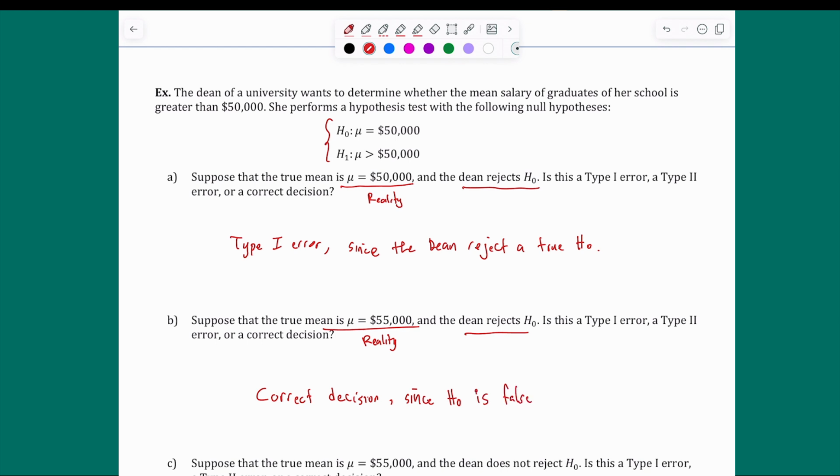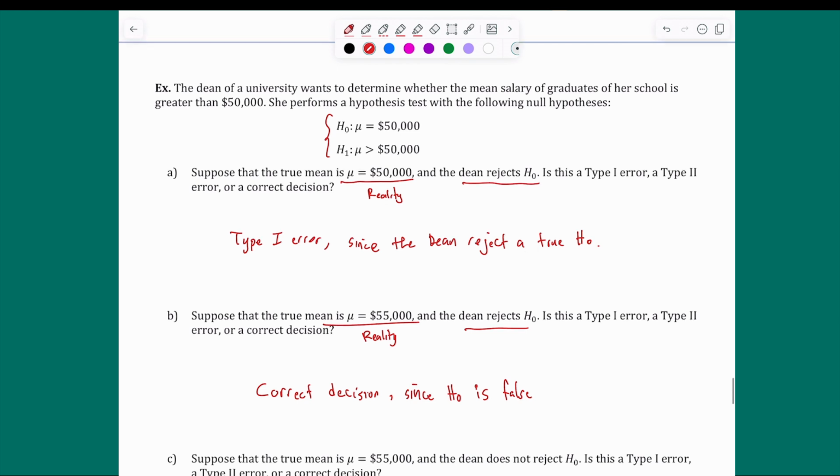Now keep in mind, we really don't know this. We take it on faith that our hypothesis test concludes correctly, but we are aware of these type 1 and type 2 errors.